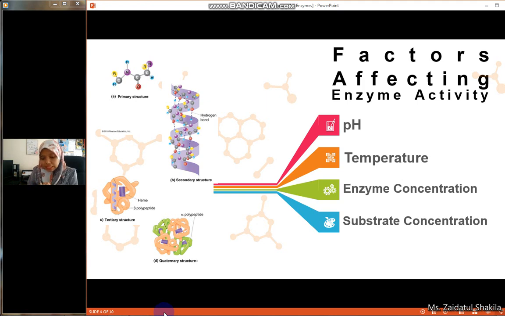The reason for the structure changing is that enzymes, which are proteins, are sensitive to certain conditions due to the bonds that hold them together in tertiary and quaternary structure. So what are the factors that affect enzyme activity? There are pH, temperature, enzyme concentration and substrate concentration.